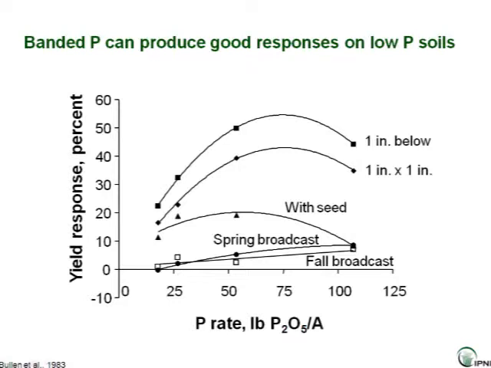But look at this: 1 inch below the seed, you got your maximum response. You move it off to the side 1 inch, and you've decreased your response. You put it with the seed, it's too high. You've decreased the response even more, and then the broadcast was the poorest performer.